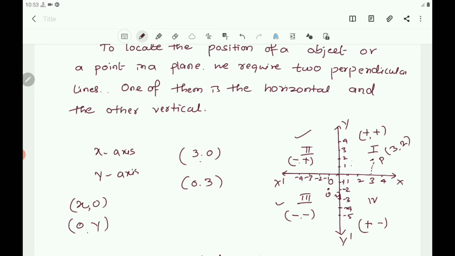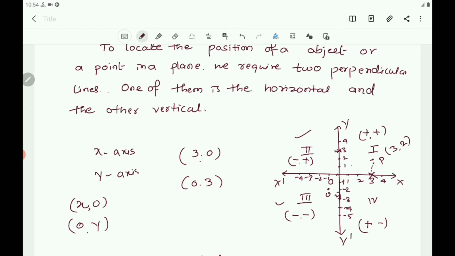So where will you mark the point (3, 0)? Here you can mark. The point (3, 0) will be on the x-axis. You will get that point here. And the point (0, 3), that is x value is 0, y value is 3, is here.